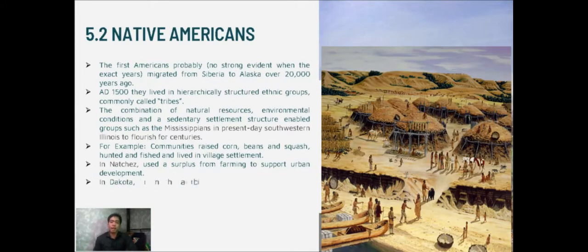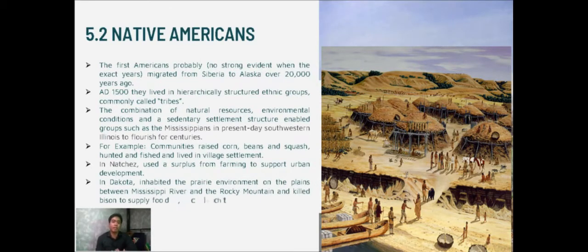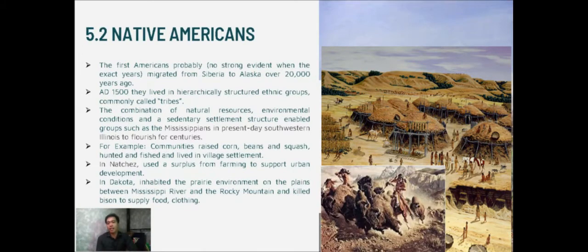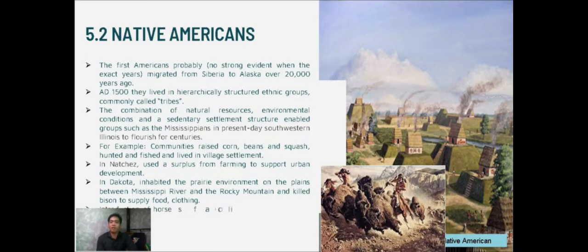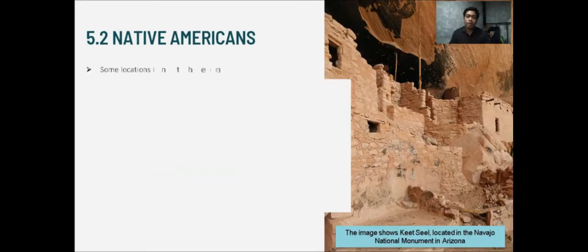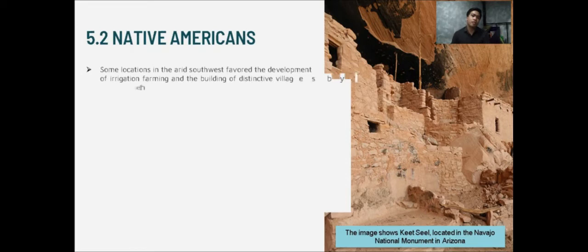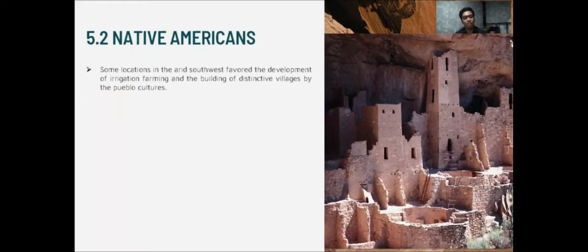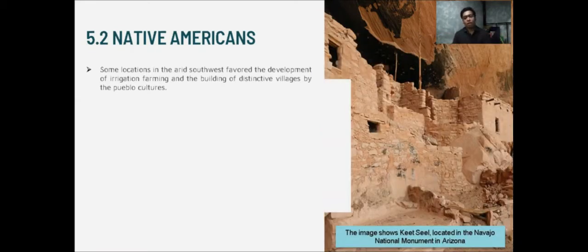The Dakota inhabited the prairie environment on the plains between the Mississippi River and the Rocky Mountains, and killed bison to supply food and clothing. The introduction of horses facilitated travel for hunting-based societies. Some locations in the arid southwest favored the development of irrigation, farming, and distinctive villages built by the Pueblo cultures. Ancestral Pueblo culture, also called Anasazi, was a prehistoric Native American civilization that existed from approximately 100 to 1600 AD.